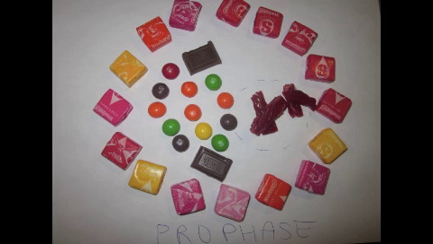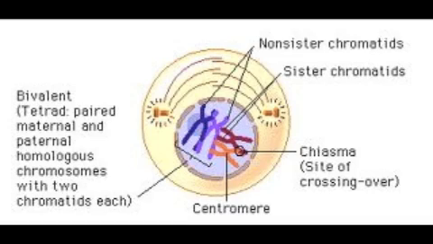Prophase 1 begins like prophase of mitosis. The nucleolus disappears, chromatin condenses into chromosomes, the nuclear envelope breaks down, and the spindle apparatus develops. Unlike mitosis, once the chromosomes are condensed, homologous chromosomes pair, a process called synapsis. These pairs of homologous chromosomes are variously referred to as tetrads.